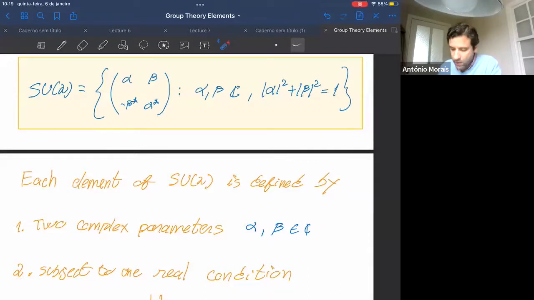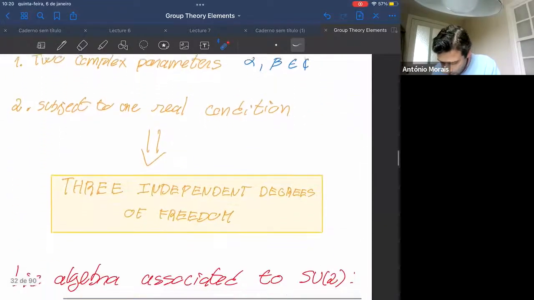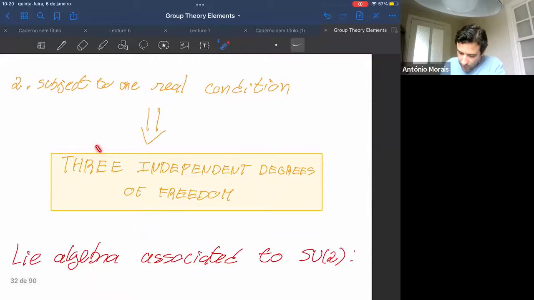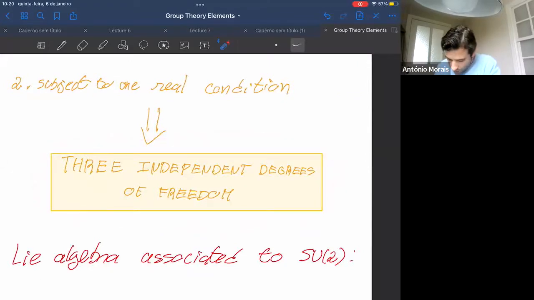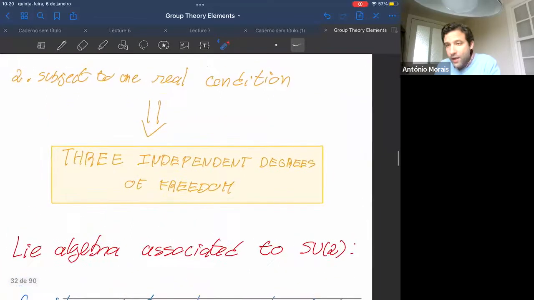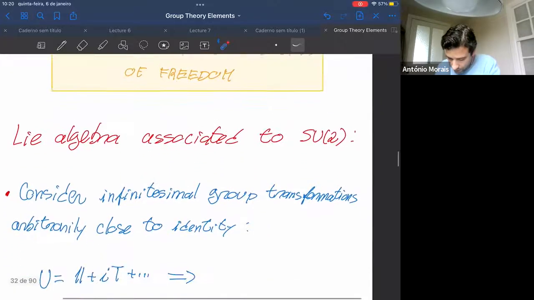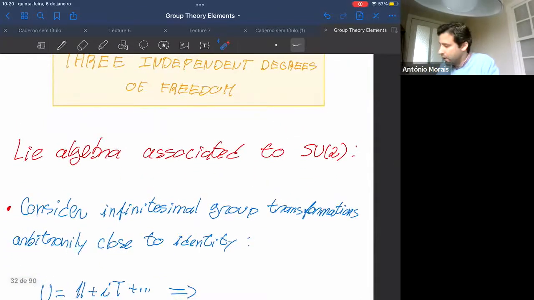So you can eliminate one of the degrees of freedom here. And at the end, you get 3 independent degrees of freedom. So that's why we have 3 Pauli matrices to generate this group, which is just a convenient way of generating the SU2 group.